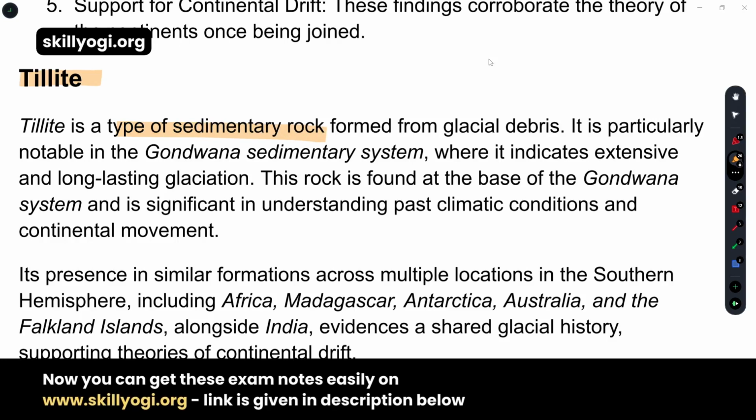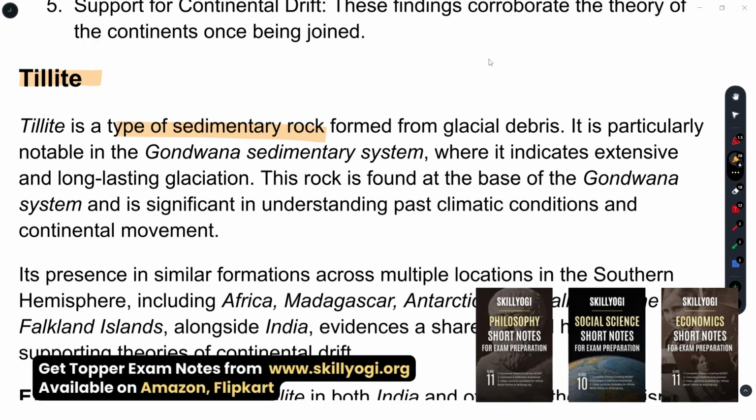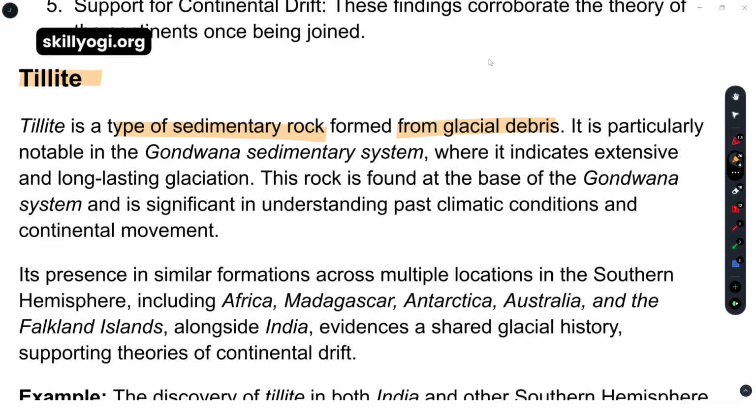In previous classes we have learned three types of rock. The first one is igneous, second one is sedimentary, and the last one is metamorphic. So sedimentary rock is Tillite, which formed from the glacial debris. That means the landforms of the rocks which are coming from the glaciated sedimentations, that is called glacial debris, and it's particularly notable in the Gondwana lands.